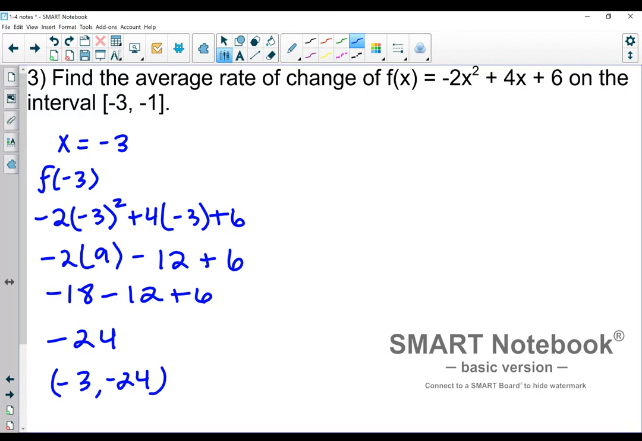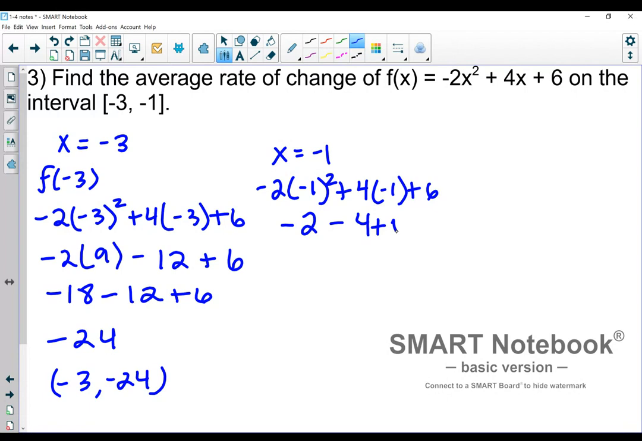Now I have to find my function when x is -1. So let's go ahead and start, and we'll find f of -1. So we'll be doing -2 times negative 1 squared. I guess I could have done synthetic substitution also. That might have been faster. Negative 1 squared is 1, so we'll have negative 2 times 1 is negative 2. Minus 4 plus 6, this one's a little faster. We come up with 0.